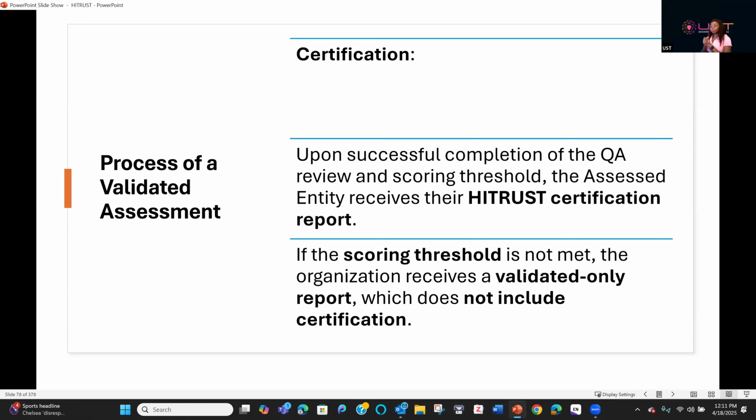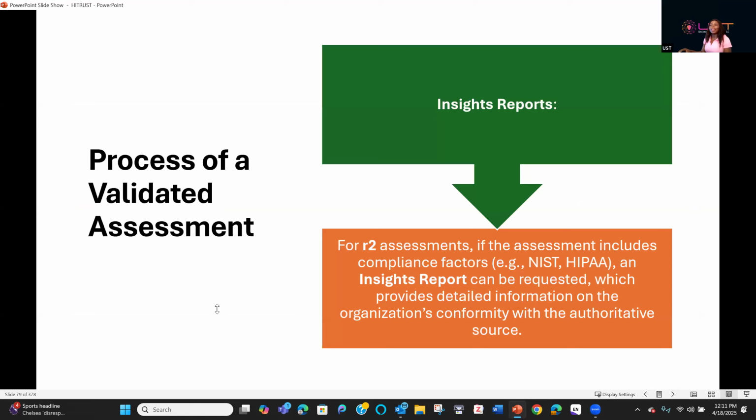If everything works well. If the scoring threshold is not met, the organization receives a validated only report. Remember, QA again will review, it doesn't matter if the external assessor did everything. That's why I said if that threshold is still not met, that organization will receive only a validated report, which does not include certification. So what happens after this, right? Apparently, if it's not met, then you've got to do all it takes to meet it if you want to achieve your certification.